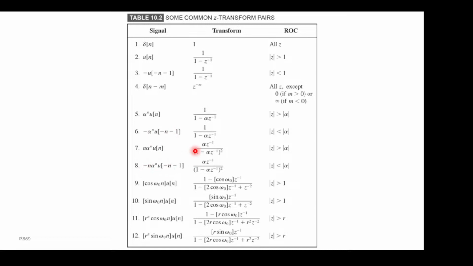Okay, and then let's say we have those sine and cosine times u of n. Then I think you can just break sine and cosine into complex exponentials and use the first property in a linear combination to get all of this.